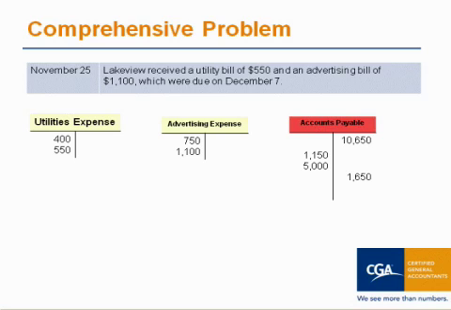Now on November 25th, Lakeview received again some more invoices, some more bills. Utility bill for $550 and an advertising bill for $1,100. And these are both due on December 7th. So we're going to add to our utilities expense account, or T account, $550. In the advertising expense account, we will make another debit for $1,100. In both these cases, we're increasing the expense account balances. And in accounts payable, we're going to recognize that we have a liability of $550 plus $1,100, or $1,650, that needs to be satisfied in the future.